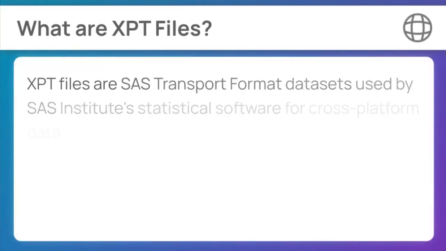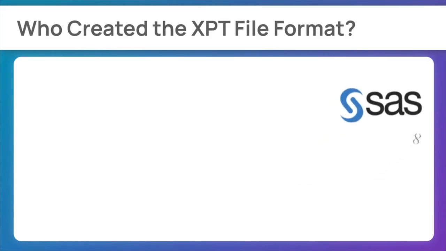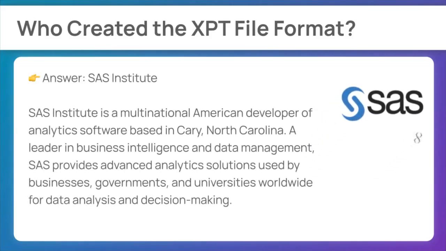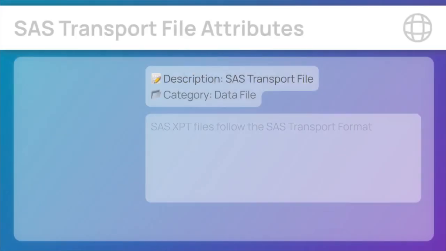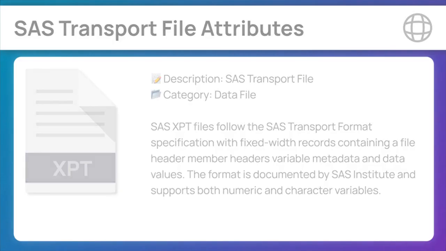XPT files are SAS Transport Format datasets used by SAS Institute's statistical software for cross-platform data exchange. They are commonly required by FDA submissions for clinical trial data and store SAS datasets in a standardized ASCII-based format for portability. The SAS XPT files follow the SAS Transport Format specification with fixed width records containing a file header, member headers, variable metadata, and data values. The format is documented by SAS Institute and supports both numeric and character variables.